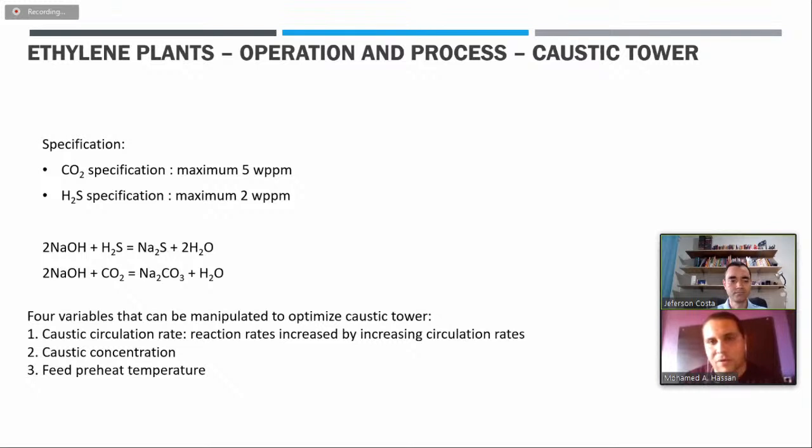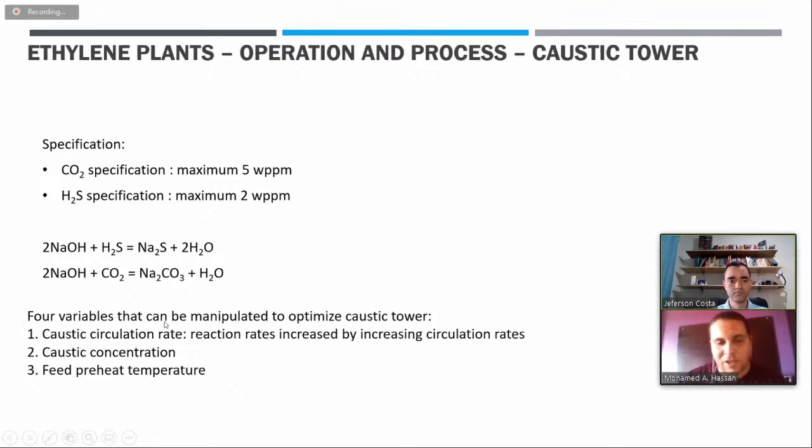We will speak about the caustic tower. As I mentioned before, the caustic tower removes carbon dioxide to a lower ppm than the amine unit. The carbon dioxide specification maximum is 5 ppm weight, and the hydrogen sulfide maximum is 2 ppm weight. The reaction of hydrogen sulfide is much faster than the reaction of carbon dioxide. So the performance of the caustic tower is measured against the reaction of the caustic with the carbon dioxide.